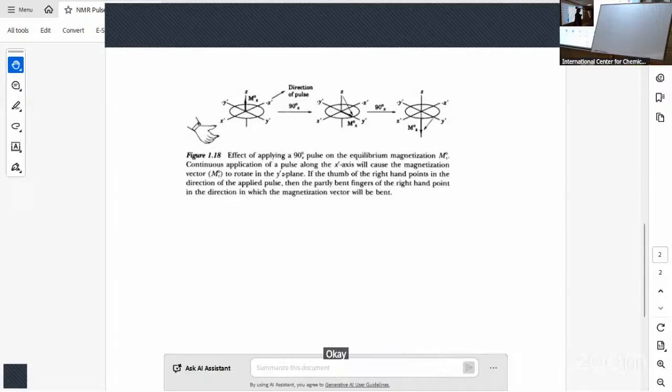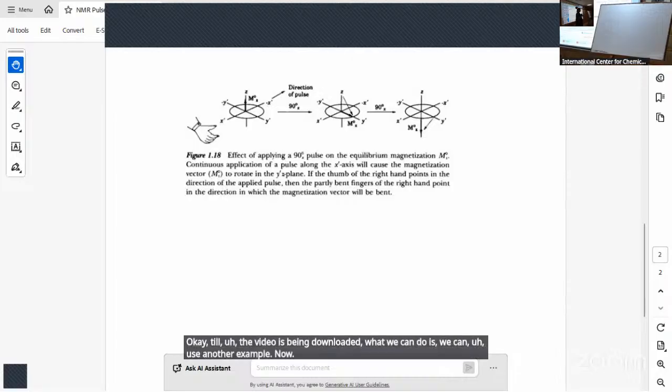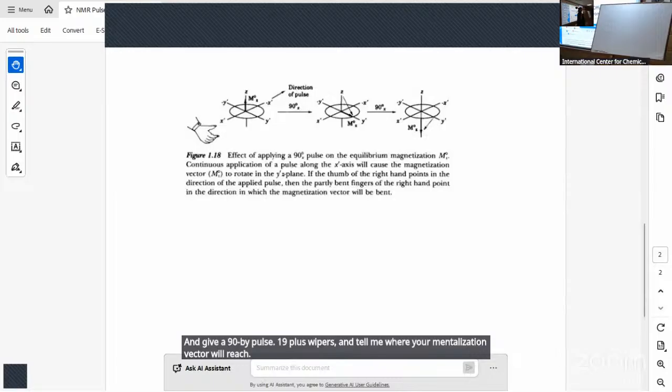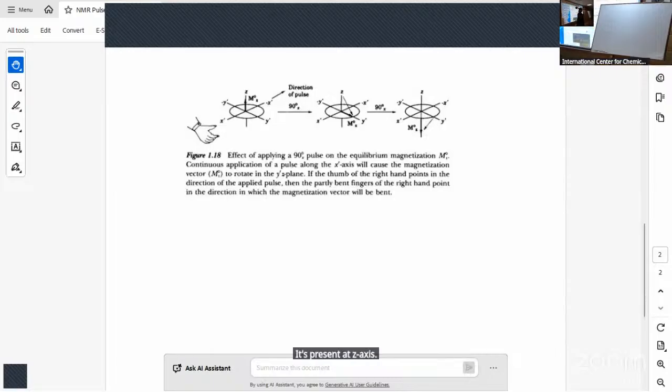Okay, till the video is being downloaded, what we can do is we can use another example. Now place your magnetization vector at Z and give a 90 Y pulse, 90 plus Y pulse, and tell me where your magnetization vector will reach. It's present at Z axis and you are applying a pulse from 90 Y direction. Where will it go? Right. Yes, who said minus? And why minus Z?